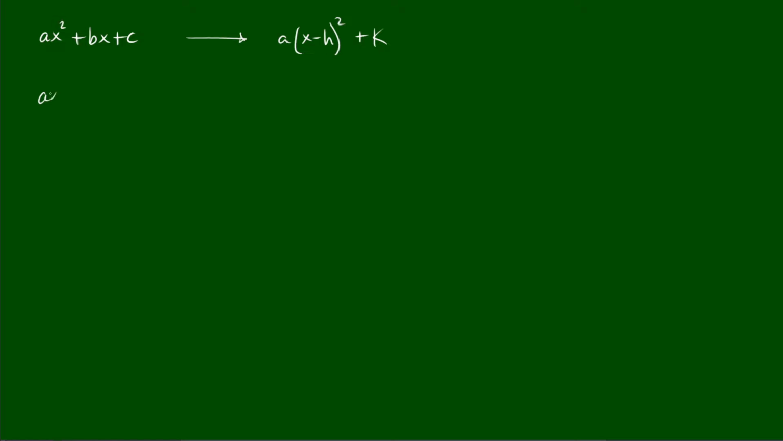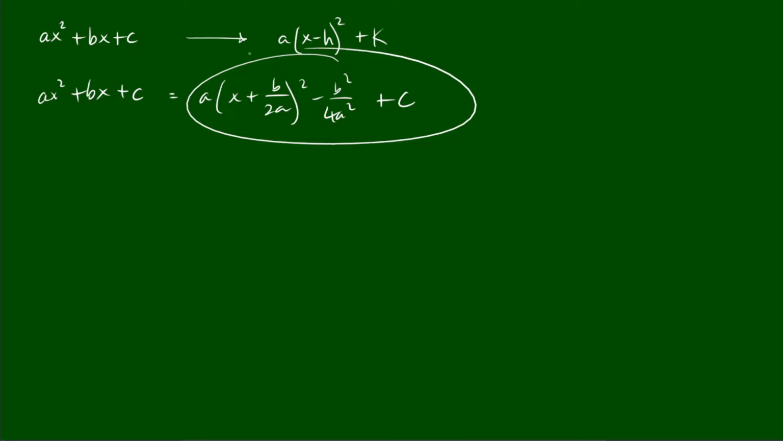You would have ax squared plus bx plus c equals a times (x plus b over 2a), all of that squared, minus b squared over 4a, plus c. Now this does look a little bit complicated. So instead of doing this, in this video we'll complete the square.